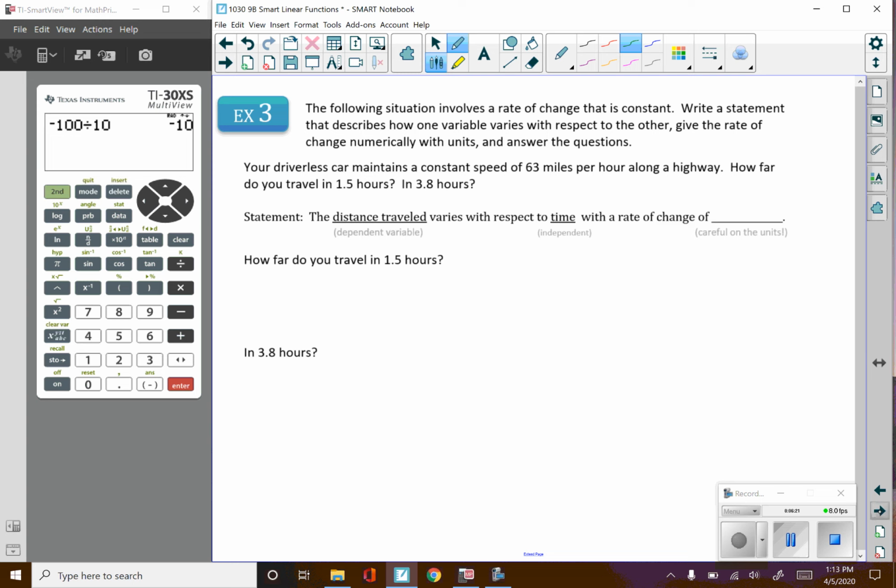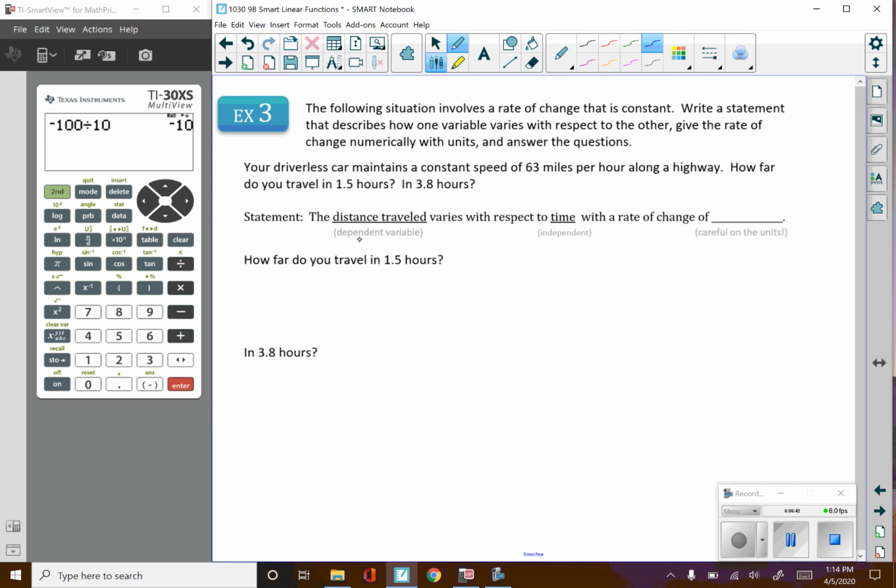So your driverless car maintains a constant speed of 63 miles per hour along the highway. So our rate of change, I think you'll be choosing from a little drop-down menu for each of these blanks.